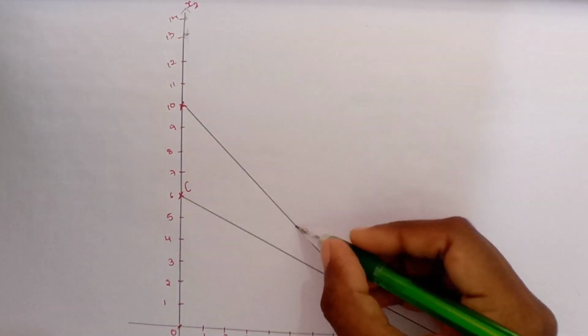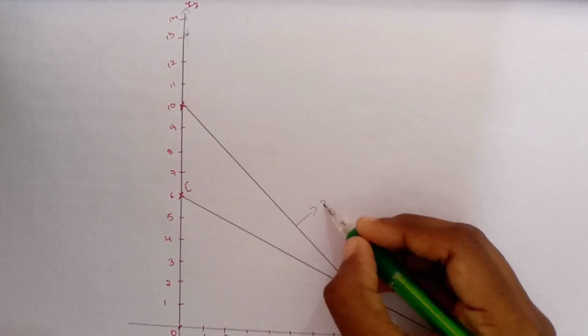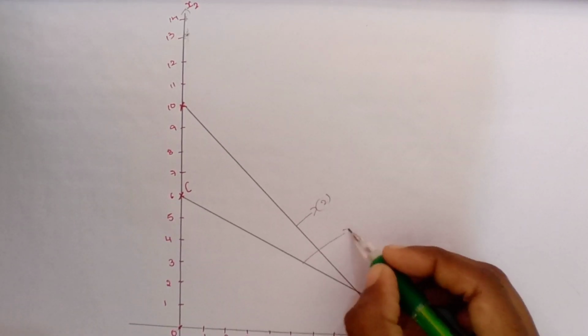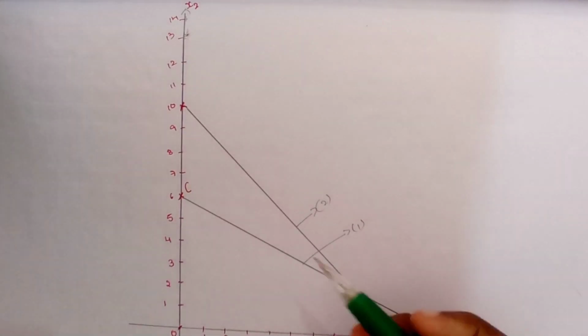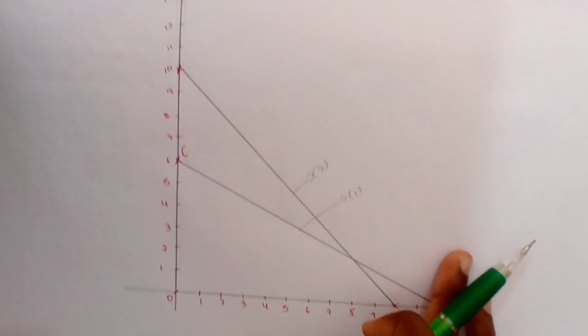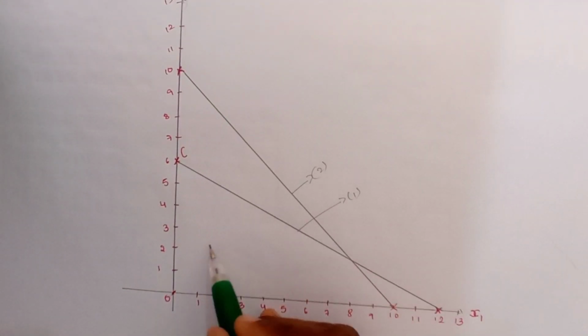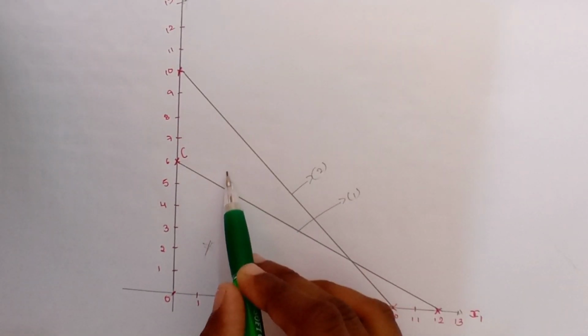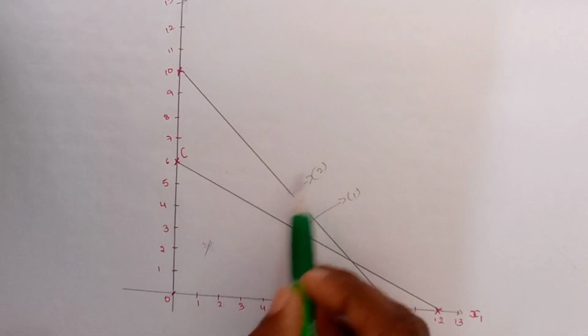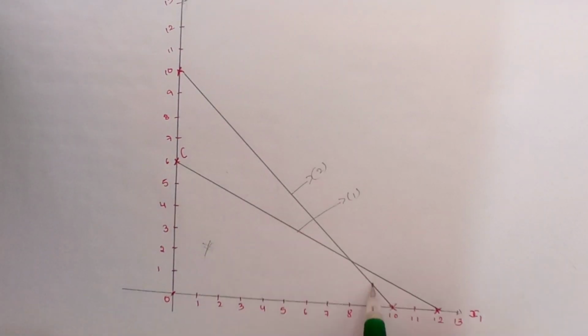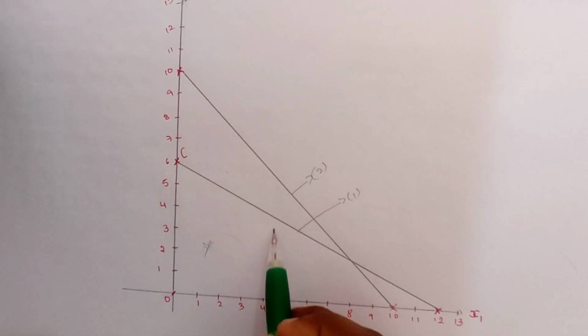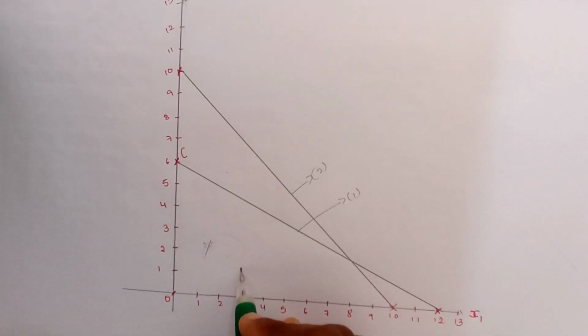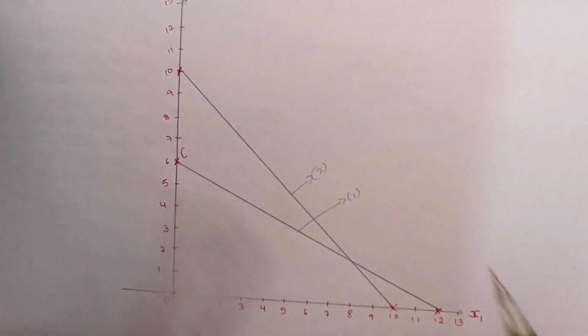So this is the second constraint line and this is the first constraint line. The region which lies below these two lines is this, right? I cannot take this region because it is just for the second constraint, and it is the region which lies below the first constraint. So this is the region which is common to both the lines and which lies below those lines. So I will shade this region.